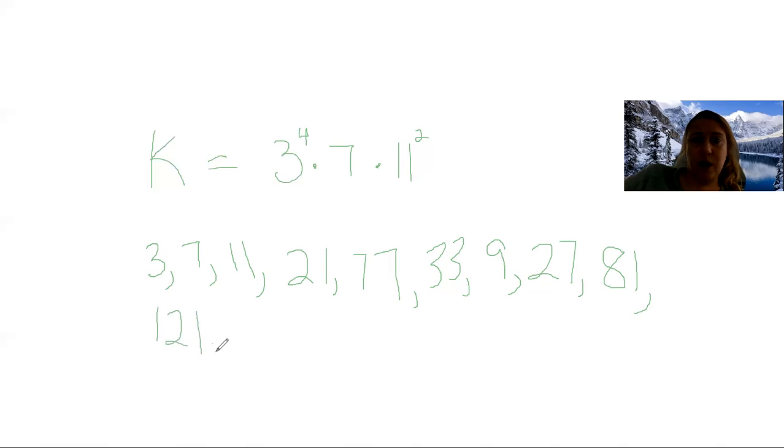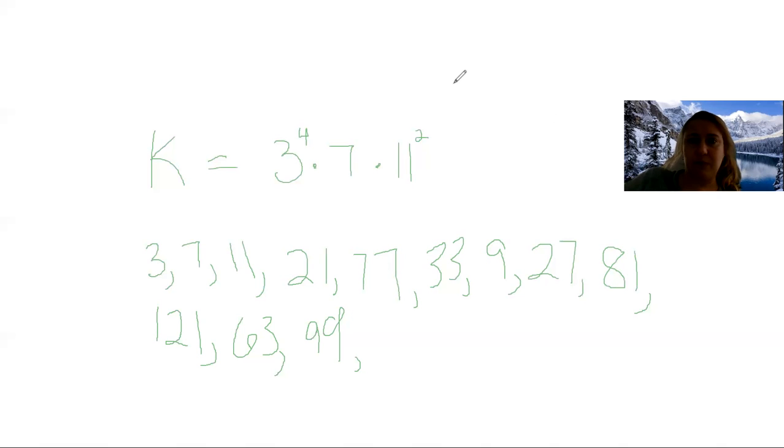11 squared is 121, but then I could take any of the powers of 3 and combine them with the 7 or with the 11. So I could do 9 times 7 is 63. I could do 9 times 11 is 99. The rest of them are so big I can't do them in my head. So I'm going to stop with these because I told you to list 5 factors. I hope your 5 answers are something on this list.